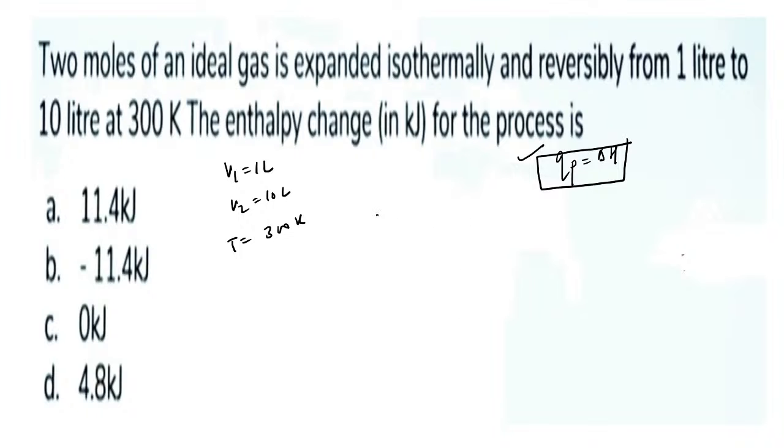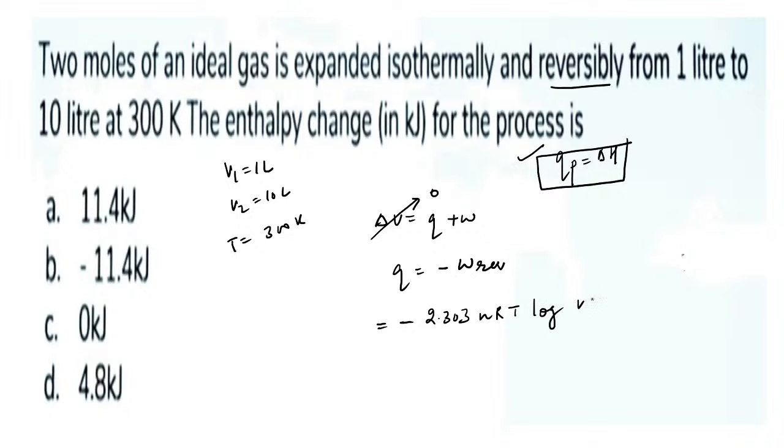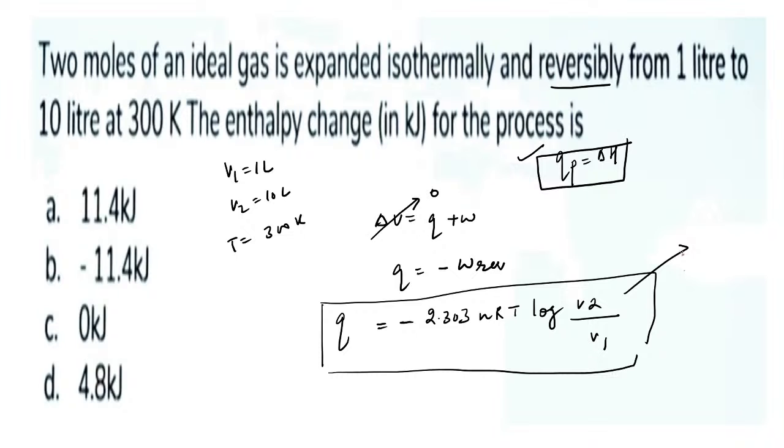If Qp is your enthalpy change, then delta U is basically Q plus W. This is an isothermal process for an ideal gas, so delta U must be 0. If delta U is 0, then Q is equal to minus W. And this type of process is your reversible process. Now the work done is basically minus 2.303 nRT log V2 by V1. So this way we can find this heat, and this heat is equal to your delta H.